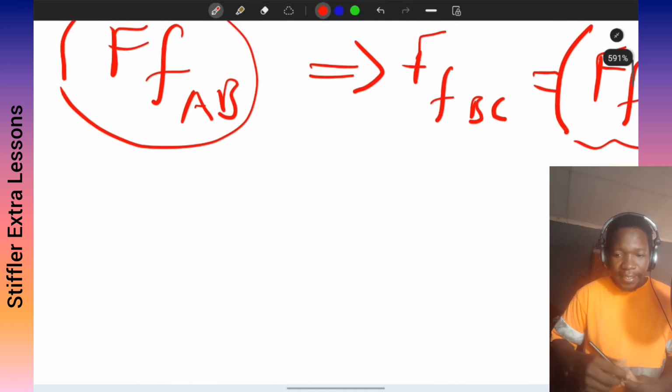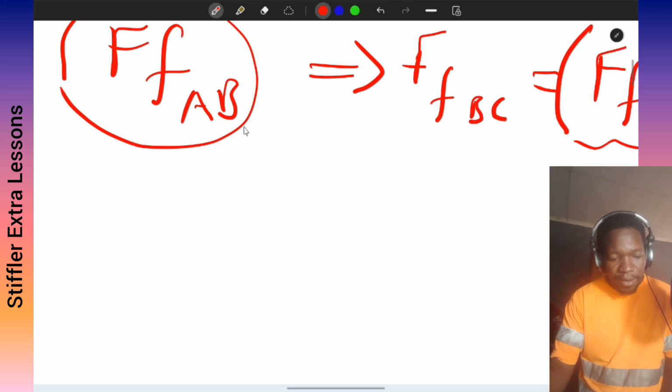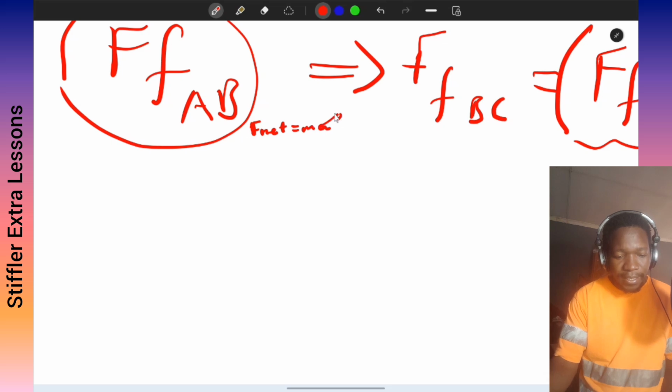When acceleration is 0, we know that our F net is mass times acceleration, but since this is 0, it means that our F net is equal to 0. So what do we know about F net? F net is the sum of all the forces acting on the object.